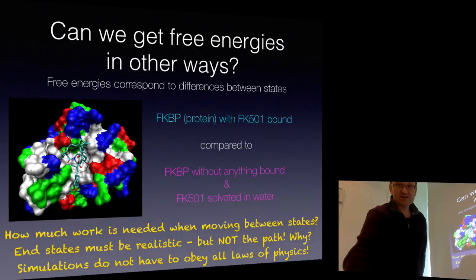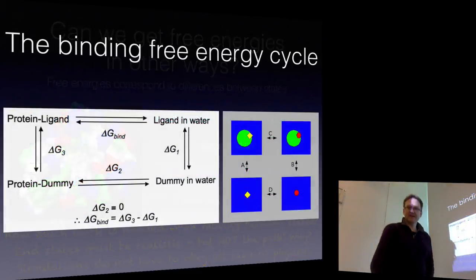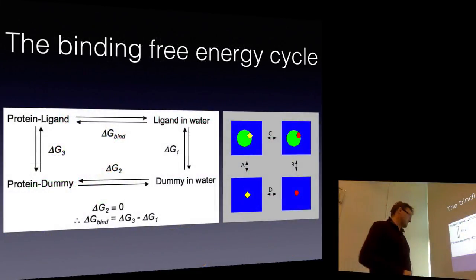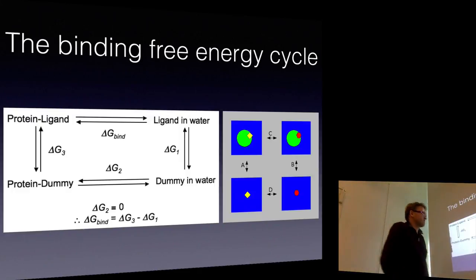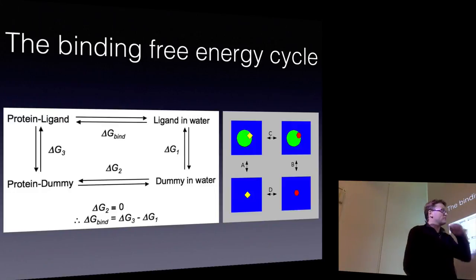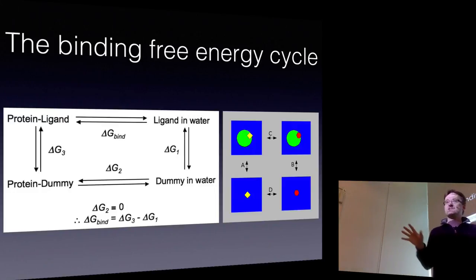And that leads us to something slightly more. This looks complicated, but it's not. Or wait, it might be, but it's not that complicated. Rather than taking a small compound and trying to pull that away from a protein, what if we start with four states here? In general, you can think about four things.